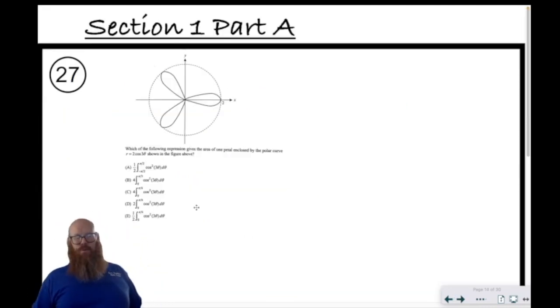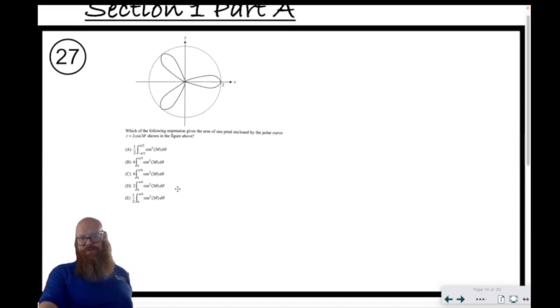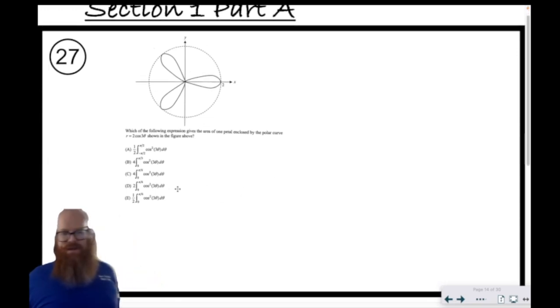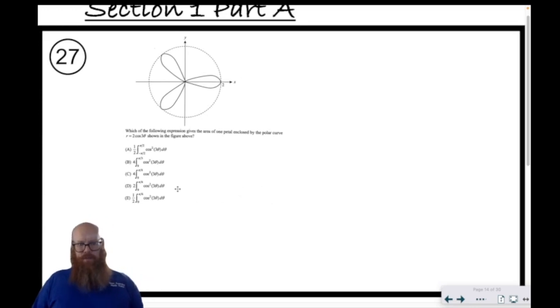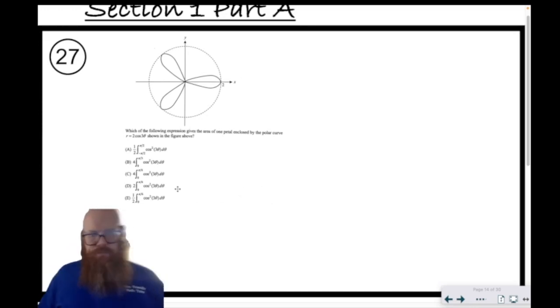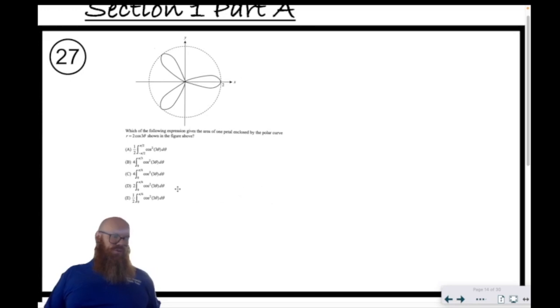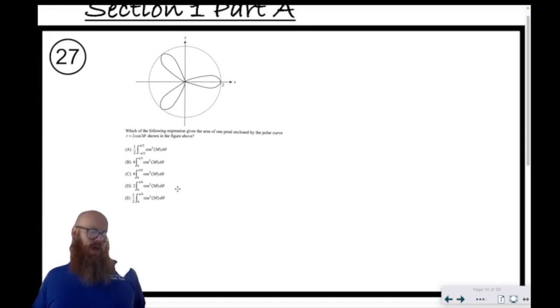Okay, moving on. We've got 2 left. So let's take a look at number 27. We got a polar problem. Which of the following expressions gives the area of one petal enclosed by the polar curve? So let's kind of do this using, in a way, process of elimination.